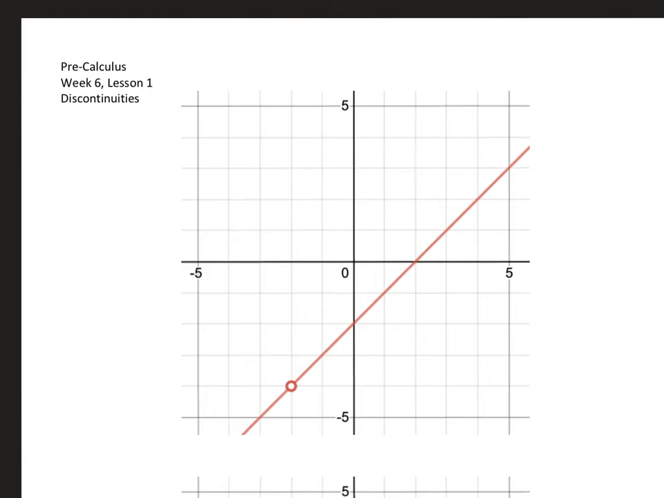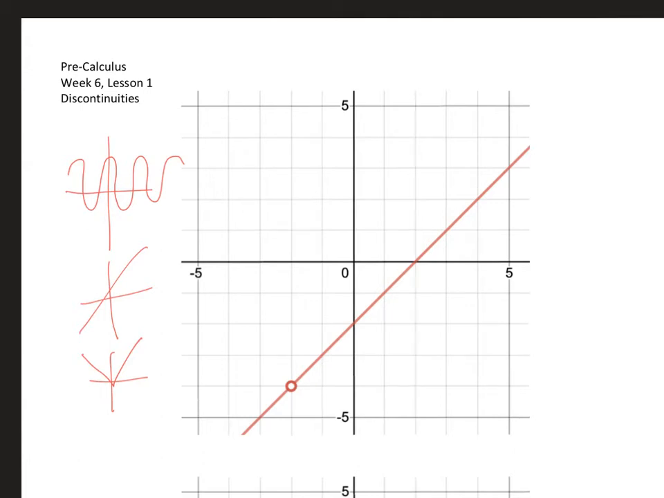Okay, so this video is on something called discontinuities. To understand discontinuities, you probably should understand what continuity looks like, right? So if you had a graph that you were able to draw without picking up your pencil, that would be considered continuous. It could be curvy, it could be a line, it could be an absolute value. Those are all continuous because I can draw them without picking up my pencil.